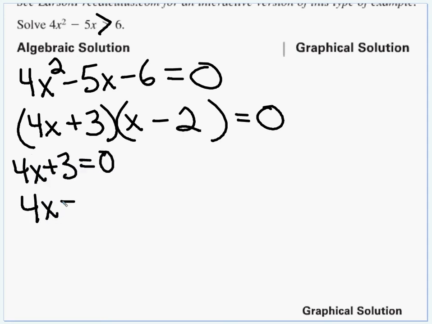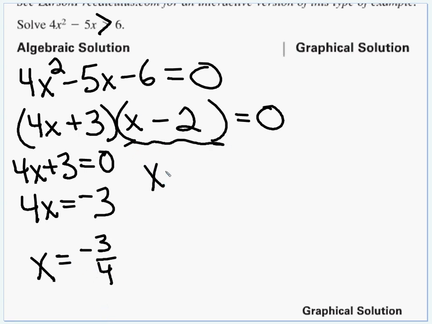If we set each of those equal to 0, 4x plus 3 equal to 0, we would first subtract 3. 4x is negative 3, and then divide by 4. x is negative 3/4. There's one of our key numbers, and the next one, x minus 2 equal to 0, means x equals 2.